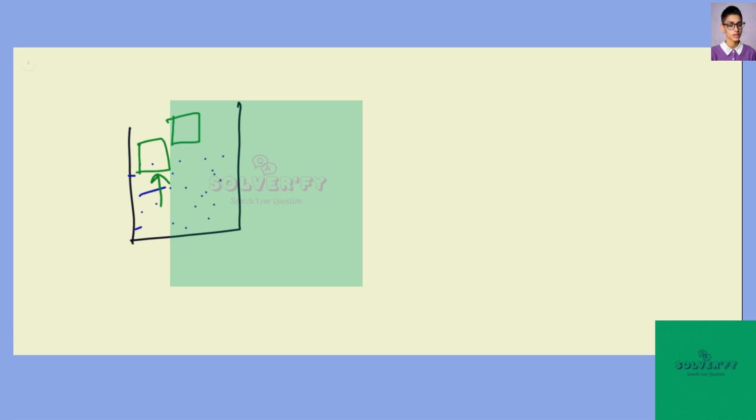The weight of the object is obviously mg, which is volume times g times its density. Let's call it rho object. And the buoyant force is obviously volume submerged times g times density of the fluid. So obviously the density of fluid is larger than density of object, which means when these two are equal, the submerged volume will be smaller than the total volume.